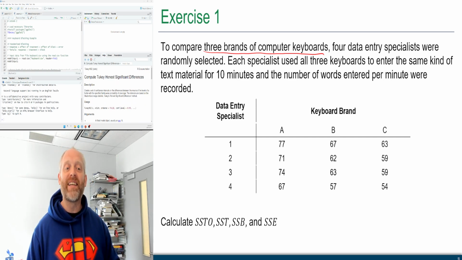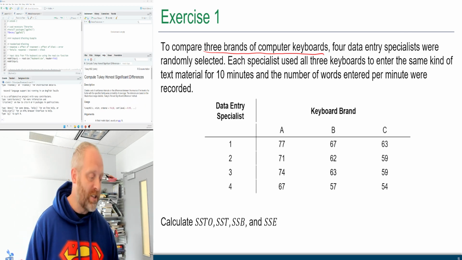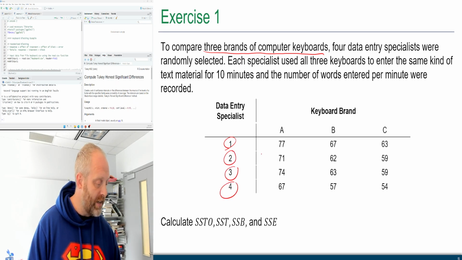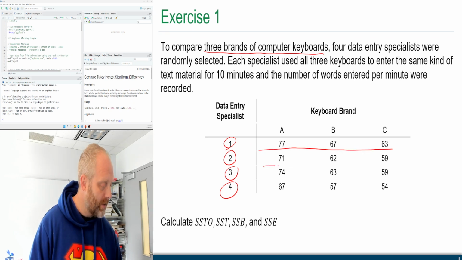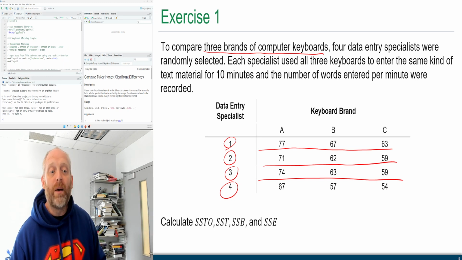So each block in this case will be an experimental unit. Our experimental units are our data entry specialists. So I have 1 block, 2 blocks, 3 blocks, and 4 blocks. So this is my blocks. And again, each block sees each brand of keyboard, or each treatment in this case, which is each brand of keyboard. Now the order that we do this in, we don't know. It just has to be random.